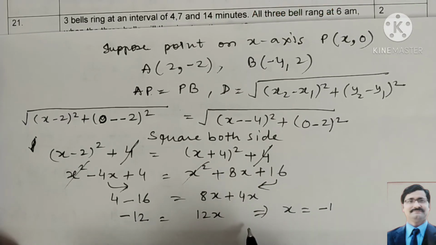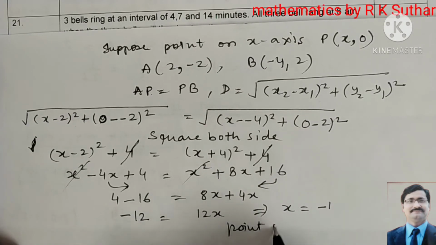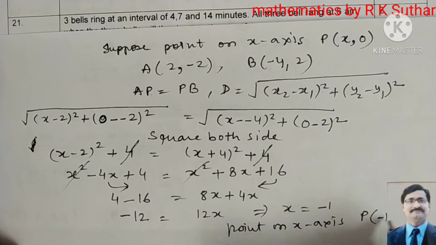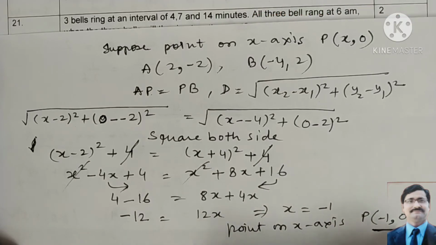So the point on x-axis, we suppose it is x comma 0, so we get minus 1 comma 0. So this is our answer. All of you understand this?